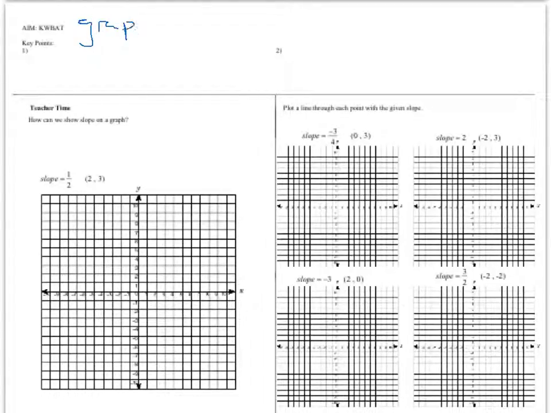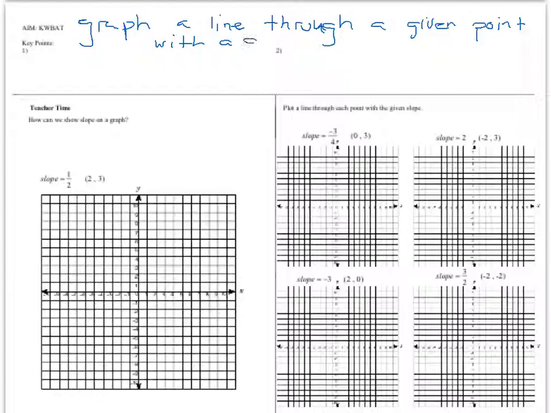Graph a line through a given point with a given slope. Slope. All right, slope. Slope. Oh man, you made me learn slope.